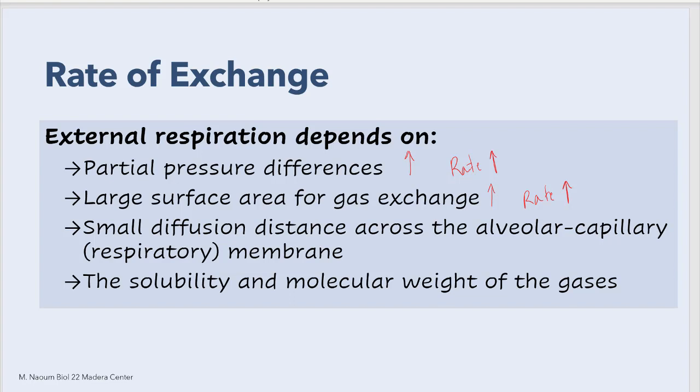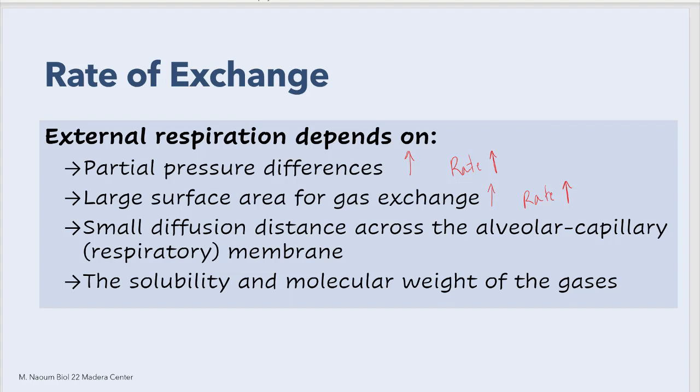The other factor here is the small diffusion distance across the respiratory membrane. Like we discussed, it's a very thin layer, and you have maybe a couple of cells in between, but the diffusion can occur because of this thin structure. As long as that structure remains thin, the rate of diffusion will stay high. However, if a condition causes, let's say, a buildup of fluid between these structures, then you have a larger distance for these gases to cross, and that will slow the rate down. But as long as that distance is small, the rate will remain high.